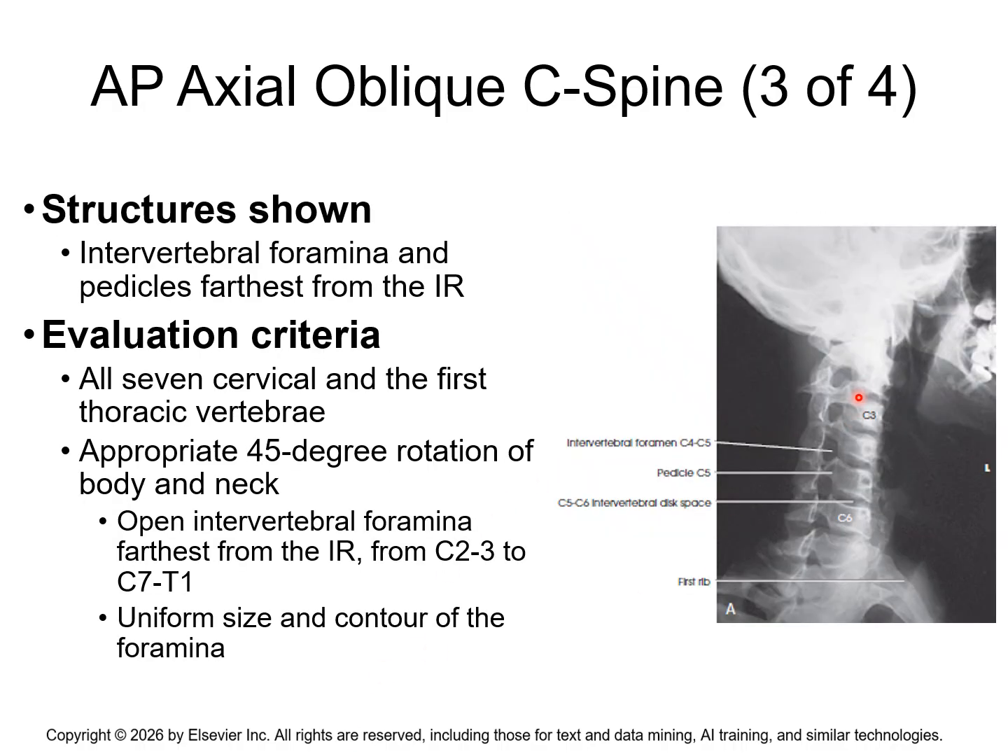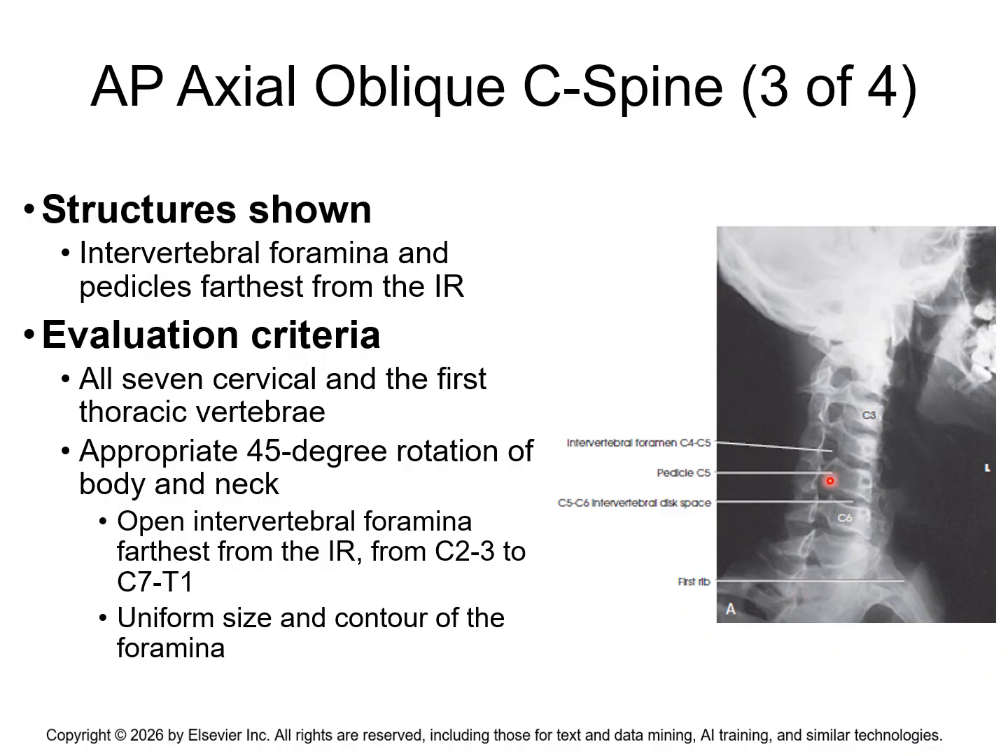All right, so what am I looking for? I'm looking for these beautiful little circles, and these little circles are called the intervertebral foramina. So on the AP axial, which this is the essential projection, those are going to be the side away from the image receptor, and we'll talk about that in class, okay? So if I'm doing an LPO position, so my left posterior is touching the image receptor, then the right side is the one that I'm looking at, okay?